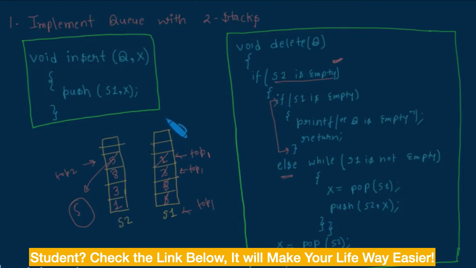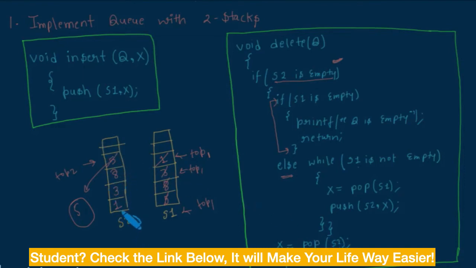Whenever we want to insert something in the queue, we will push that element into the first stack, and whenever we wish to delete an element, we will check two things. The first thing is if there are some elements in S2, then we will not do anything, we will simply delete the element. Since there are some elements in S2, S2 is not empty, that means simply the pop operation from S2 will take place. Okay, so the elements from S2 will be deleted.